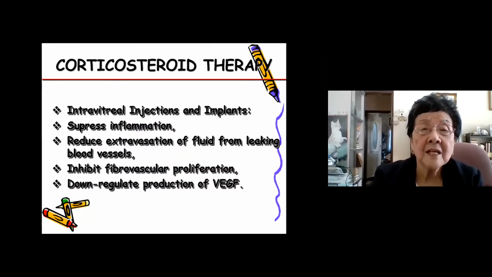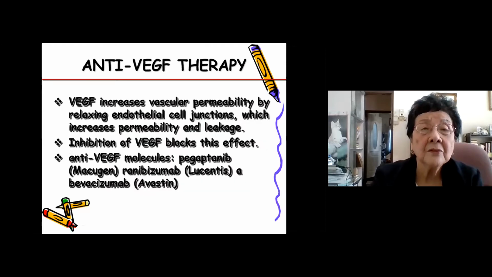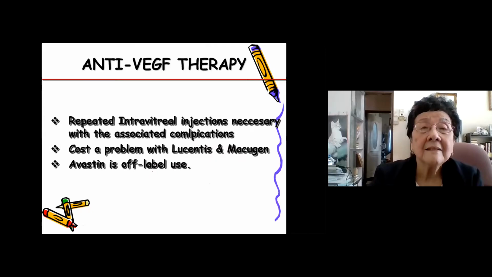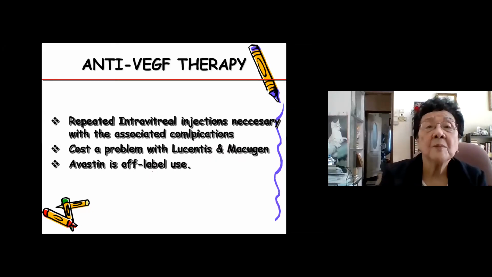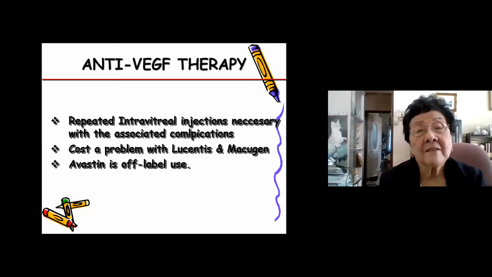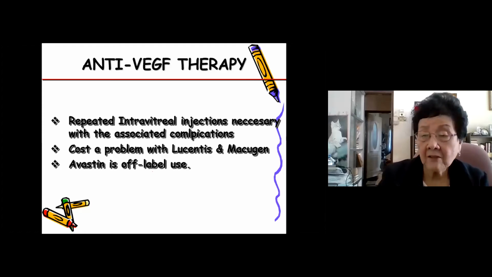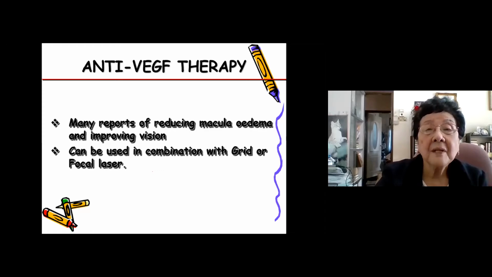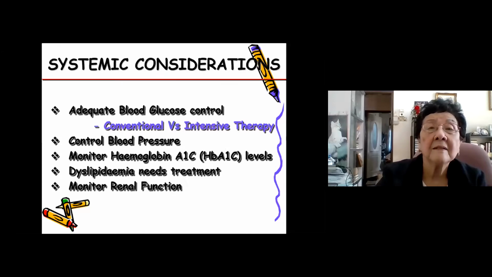Corticosteroid therapy, which I mentioned to you, triamcinolone, anti-VEGF therapy, and this may have to be repeated, but it is a very expensive drug. It costs about 3,000 in Malaysia just for one injection. But still, there is hope if the patient comes early. Many reports of reducing macular edema definitely, and it can be used in combination with laser therapy.